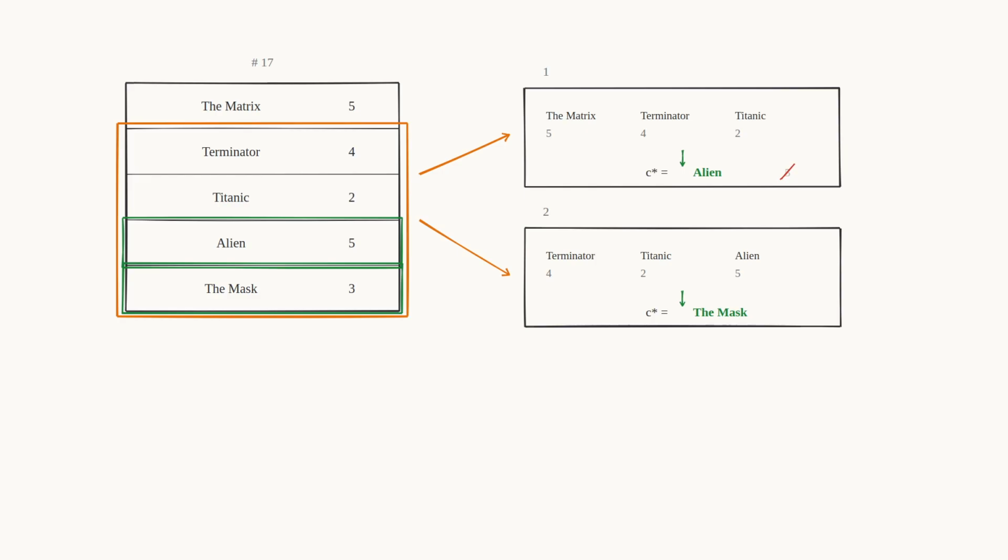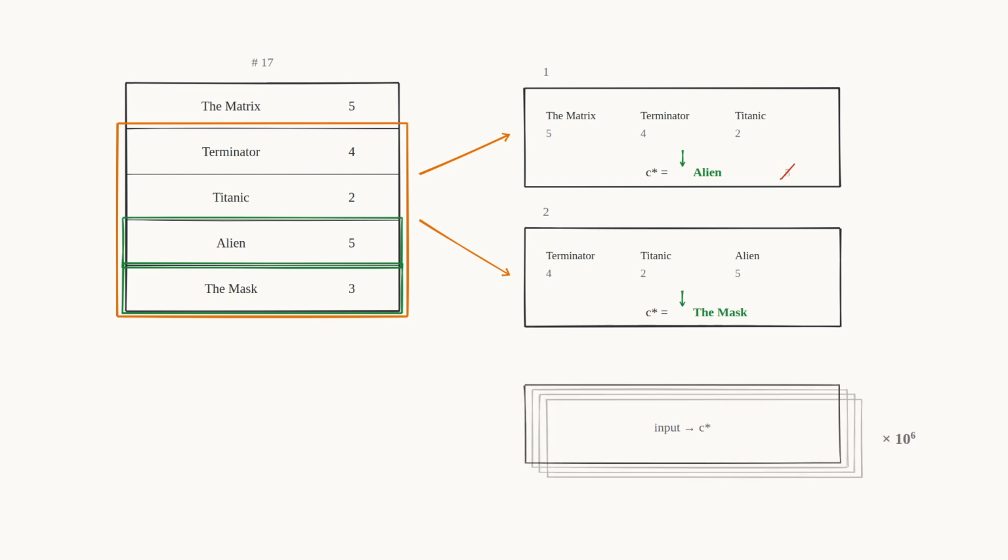Example 2. Input: Terminator 4, Titanic 2, Alien 5. Answer: The Mask. 2 clarifications. The correct answer is a film's number, a fact from the log. We'll call it C star. The rating the user gave that fourth film plays no part in the example. We predict only which film, remember?